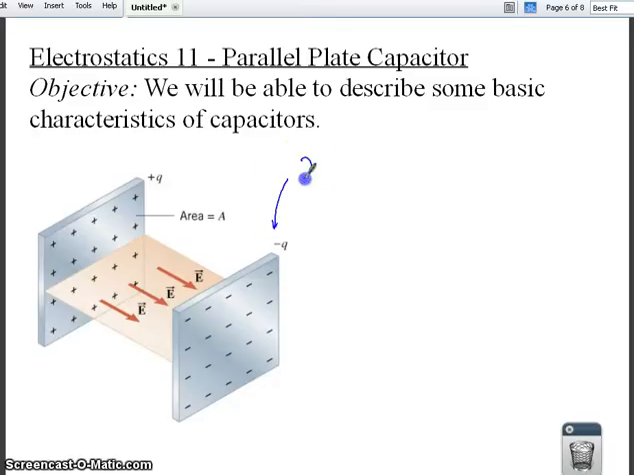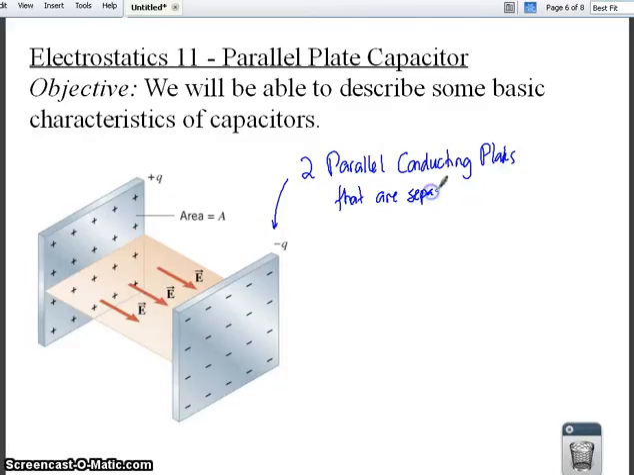We have two parallel conducting plates that are separated. And with these two conducting plates, these plates store charge. That's where we get the term capacitor. It has a capacity for charge.